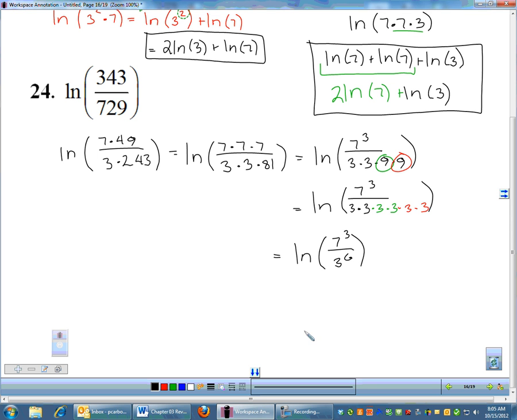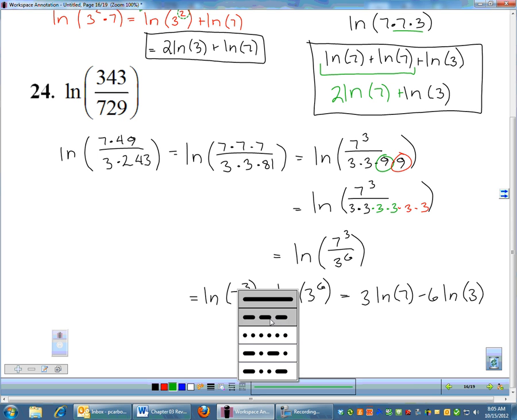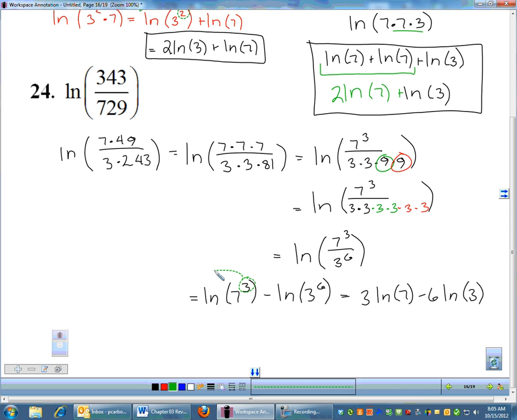And now finally I can split this up. I am dividing inside my log, so that's going to be ln of 7 cubed minus the ln of 3 to the 6. And then lastly, I will bring down those exponents to make it 3 times the natural log of 7 minus 6 times the natural log of 3. And I got those by pulling these exponents and moving them to the front.